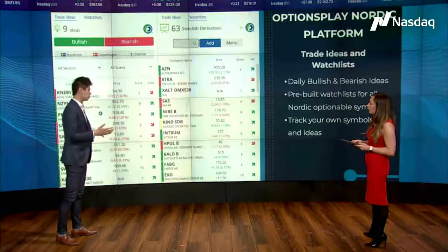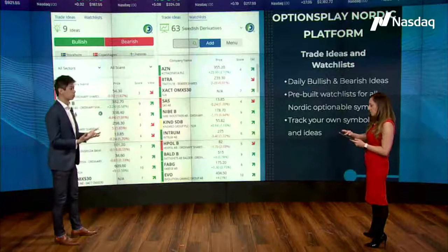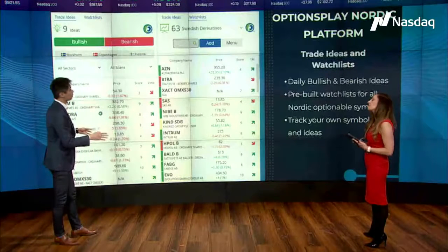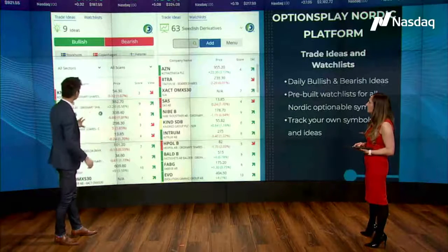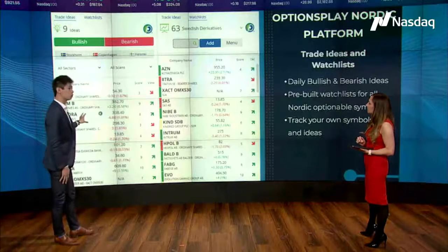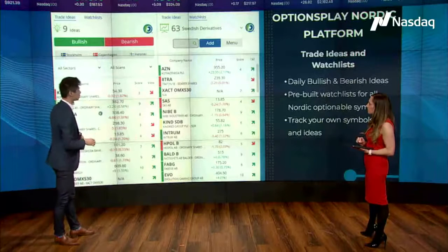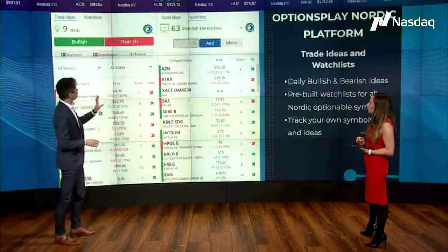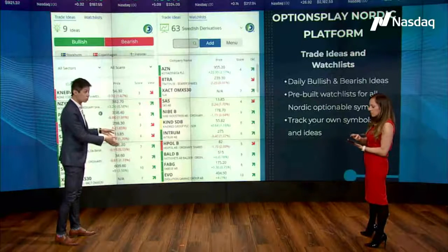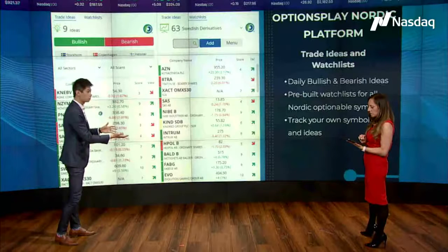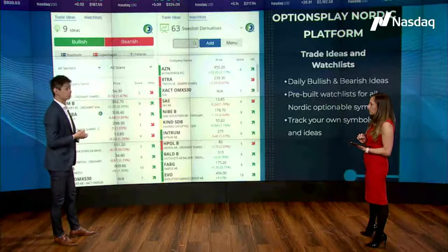So if we think about your trading day, you start your day thinking about what should I trade? What symbols do I want to pay attention to? So at the start of the OptionsPlay platform is really our trade ideas and our watch list section. Our trade ideas scan the technical events for the entire Nordic market and provide bullish and bearish ideas across the whole region. And our watch lists have pre-built watch lists of all the derivatives that you can trade in the Nordics so that you can see where you can trade options on, as well as create watch lists to track the symbols that you want to follow every day.